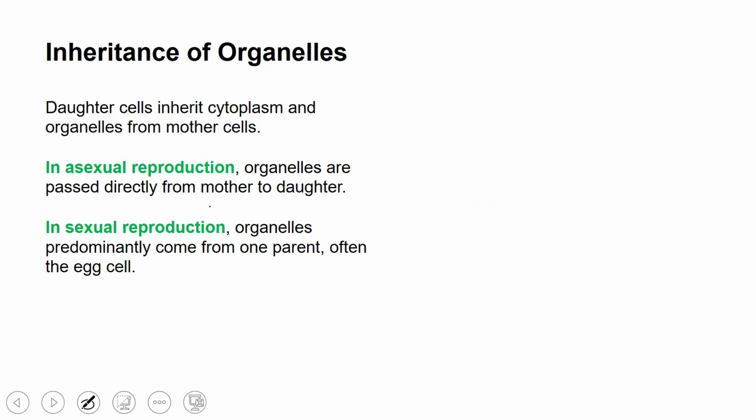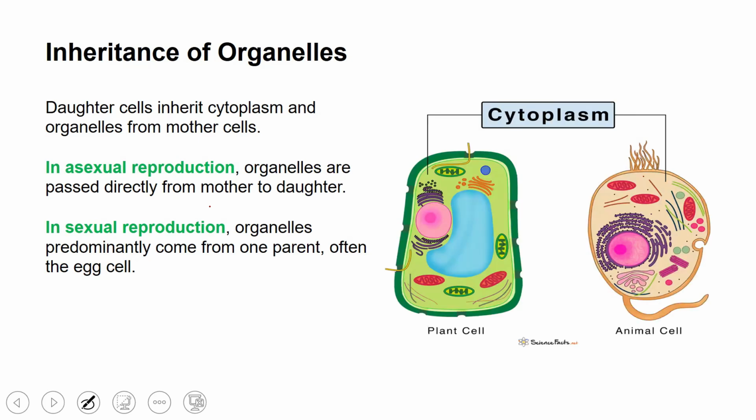For example, if you take the mitochondria of our cells, we inherit them directly from our mothers. This is actually some of the organelles, where we have cytoplasm and other organelles in both plant cells and animal cells. So we inherit them from mother to daughter. Most of the cellular organelles, like the cytoplasm and other organelles, we inherit them from the mother cells, not father cells. Get it right. So organelles predominantly come from one parent, not from both parents, often the egg cells, so mostly from the egg cells of the mother.